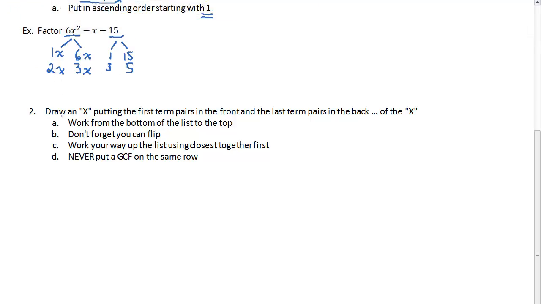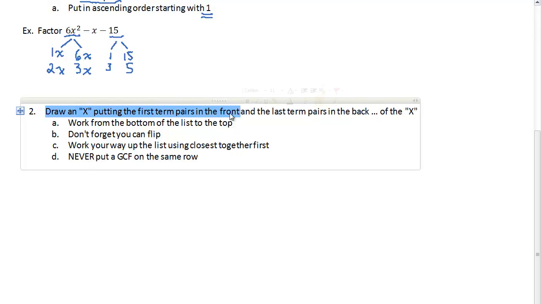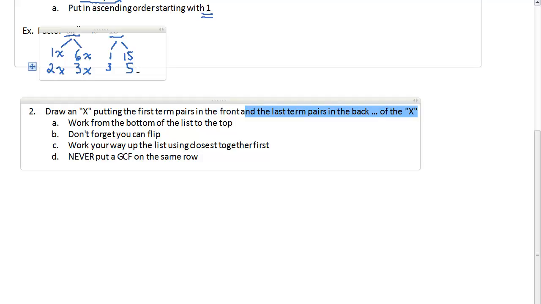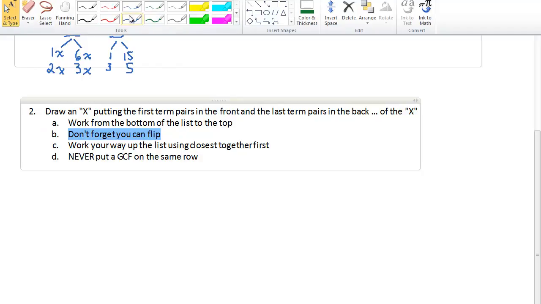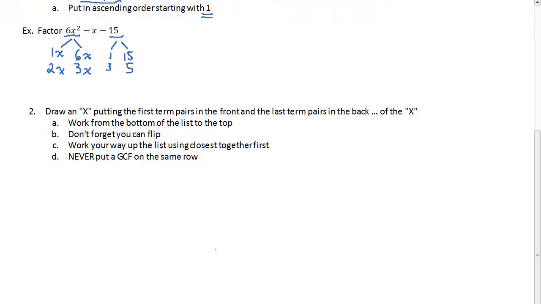I want to draw an X, putting the first term pairs in the front of the X. So that's going to be this 2x and 3x. And the last term pairs in the back of the X that I draw. And that's going to be the 3 and the 5. Okay? And so you want to work from the bottom of the list to the top. I'm going to work 2x, 3x up, 3 and 5 up. Don't forget you can flip in the X. Actually, let me talk about these later, right? So let me go ahead and draw what this looks like, right?